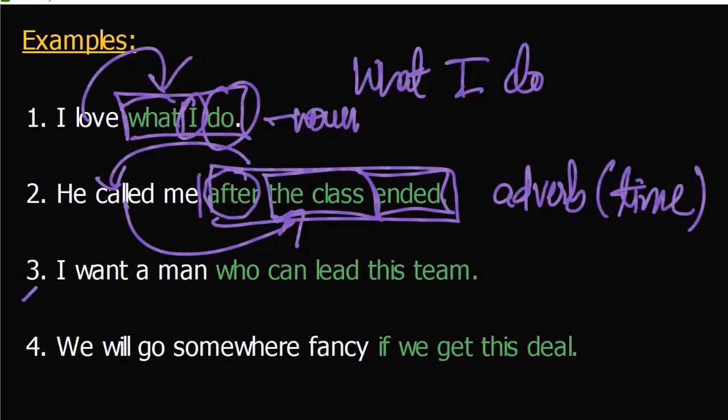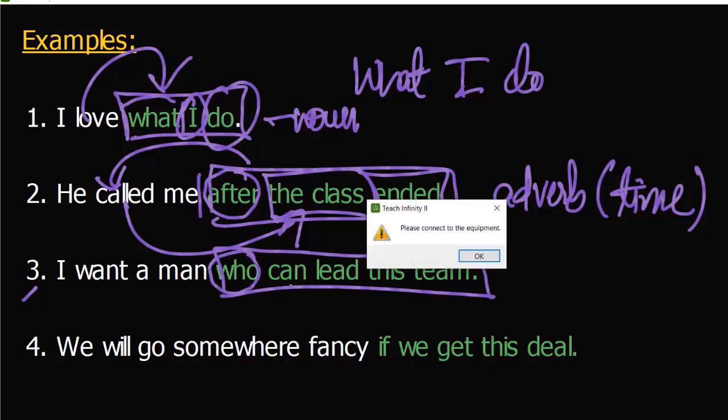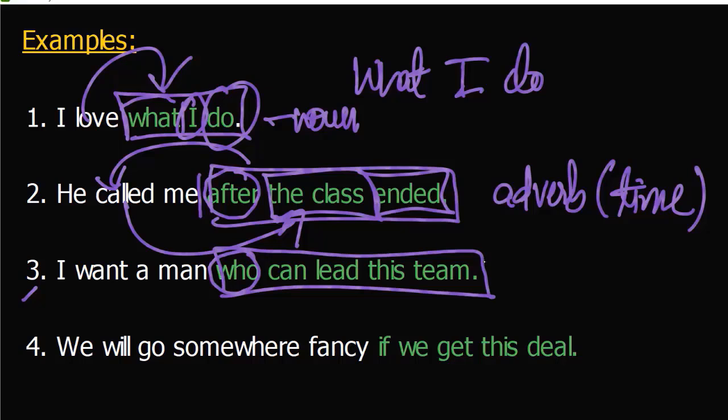Third example, I want a man who can lead this team. I want a man. What kind of a man? Who can lead this team? So here, who can lead this team is a dependent clause starting with this subordinating conjunction, which is working as the subject of the clause, right? So I want a man, what type of a man? Who can lead this team. This dependent clause is working as an adjective, modifying the noun man. So here, it's functioning as an adjective, right?